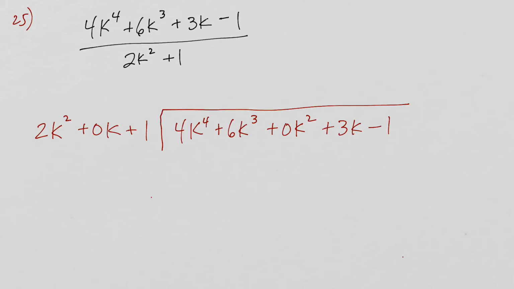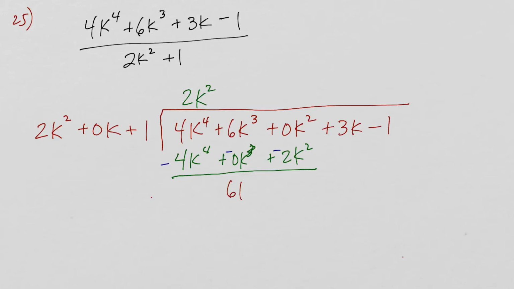Okay, so looking at just the first term, we'd have to multiply by a 2k squared. And once you choose that, you start multiplying. And you get 4k to the 4th plus 0k cubed plus 2k squared. That's a little difficult to subtract properly, so I'm going to instead flip the sign of the bottom row and add. And here I get 6k cubed. 0 plus negative 2 is a negative 2k squared. And now I drop the positive 3k.